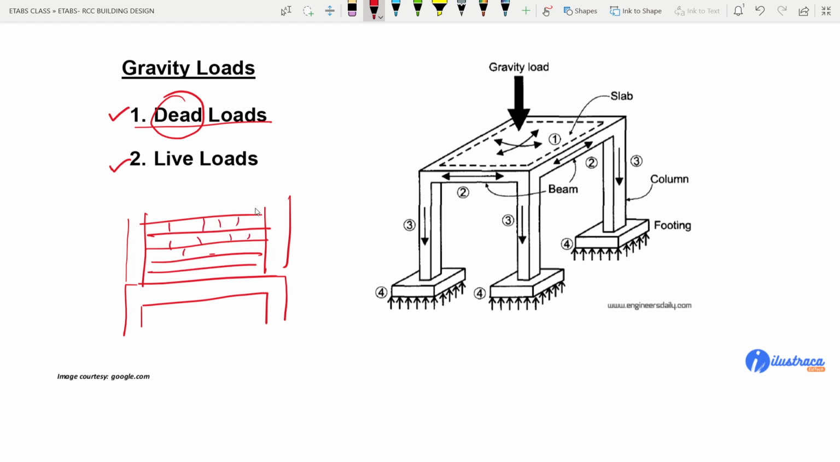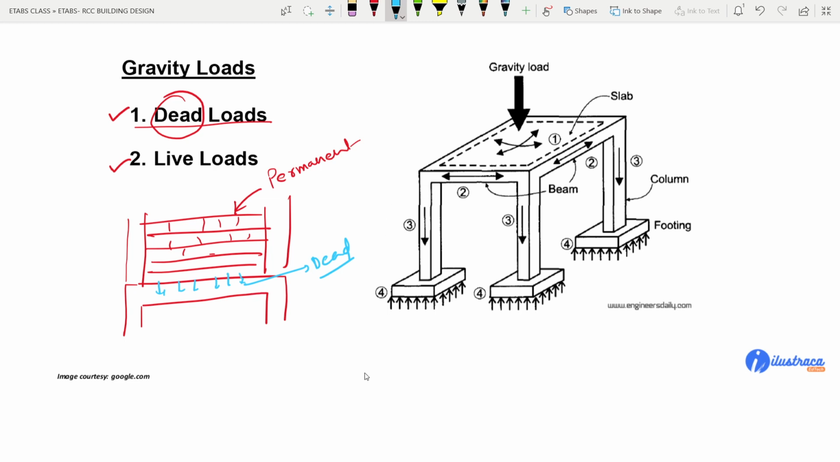Like brick walls here. So this brick wall is permanent unless or until you are going for any extension in the building. This brick wall is permanent. So the load coming from this brick wall to this beam, we can consider this as a dead load, because the load is dead here. That means it is constant here for most of the time, or maybe forever.